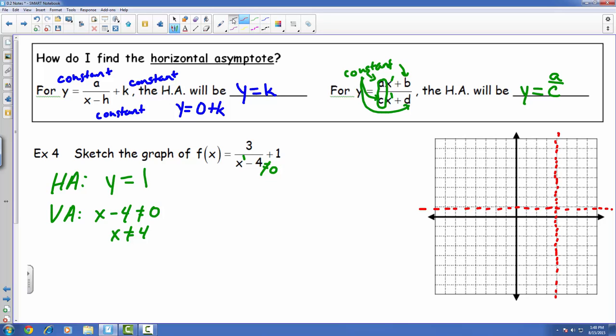Now, when we want to go ahead and start to graph the rest of this, well, we've done our horizontal asymptote, we've done our vertical asymptote. Now we have to start plugging and chugging some values in. So we have an x and a y, and we're going to pretty much just plug in some values for x and see what y spits out.